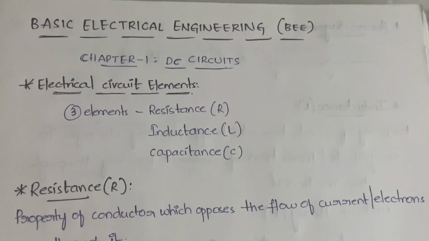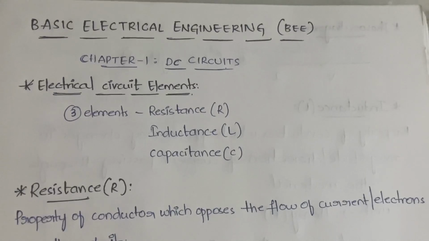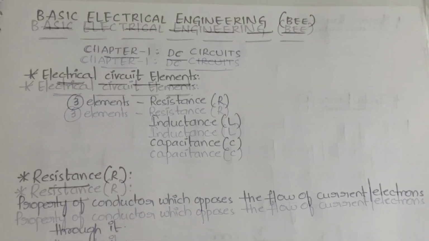I'll try to simplify it for you in my own way and make sure that you will be writing well in the exam. Okay, so in this video, chapter 1, which is DC circuits, we are going to learn basic electrical circuit elements. We have 3 elements. What are those 3 elements we will be learning in this video?